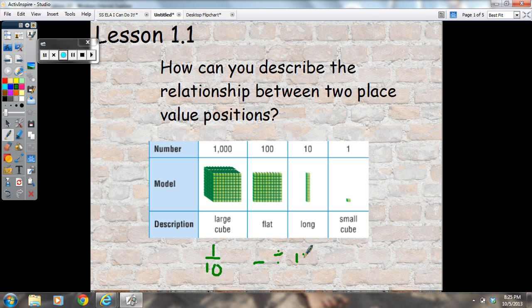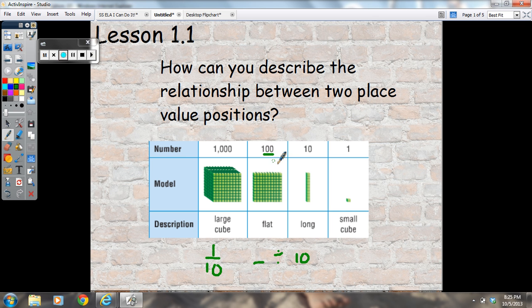If we look at our place value chart here, we can see our example. If we look at our thousands block, which is representing our thousands place in terms of place value, if we take this 1,000 and we find 1/10 of 1,000, which means we're dividing it by 10, if we take 1,000 and divide it by 10, we get 100. So 1/10 of 1,000 equals 100, because we divide it by 10.